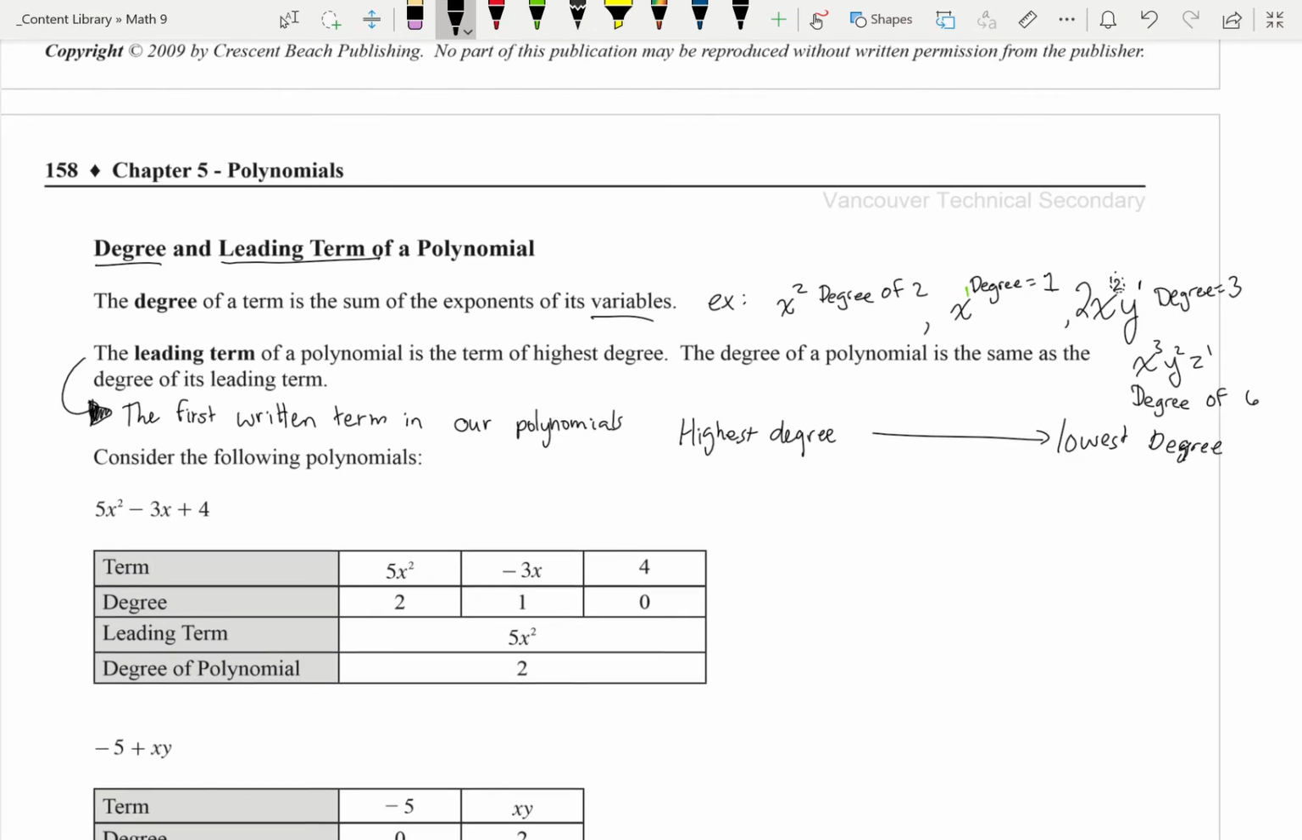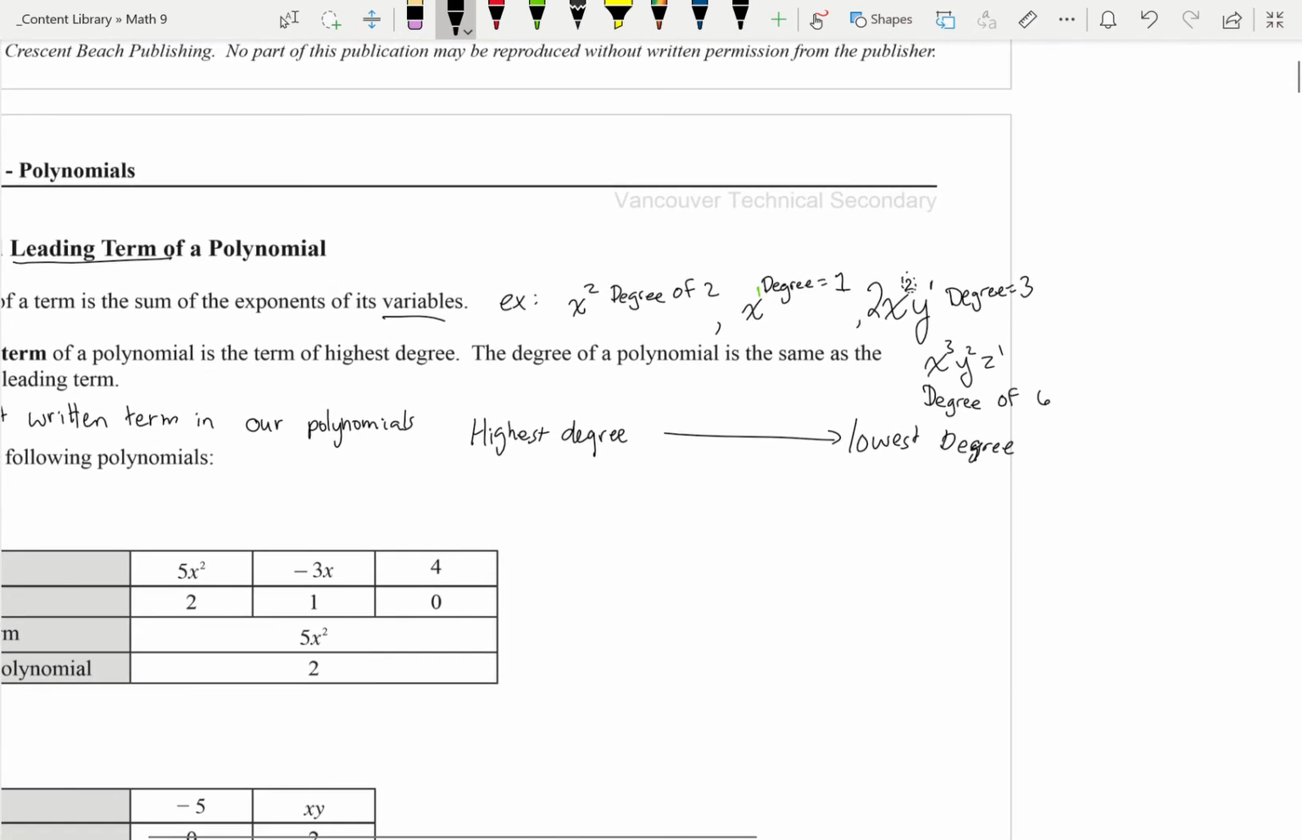By the way, I'll do one more example here, just as a quick question. If I gave you the number 6, what's its degree? So think about that for a second. It's a little bit harder to tell, but for this one, there's no variables. So there's no exponents. So the degree in this case is equal to 0.